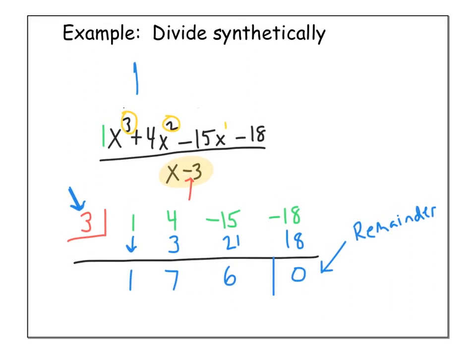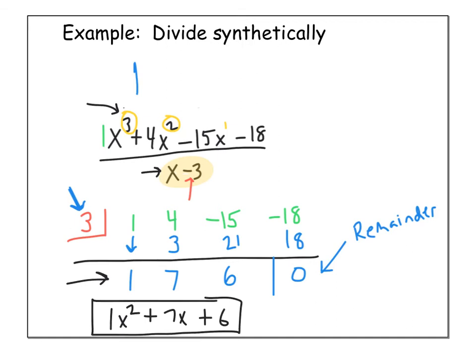But anyways, the coefficients we got are the coefficients to the answer, okay? And the trick is this. Our original term was a third degree, okay? So when you divide by a linear term like we did, it drops the degree by 1. So we have 1 for the x squared term, 7 for the x to the first term, and 6 for the constant. Okay, that's going to be the answer to this division problem.